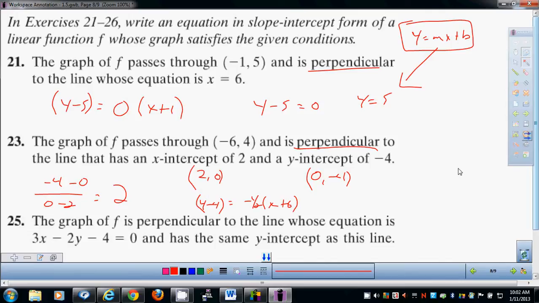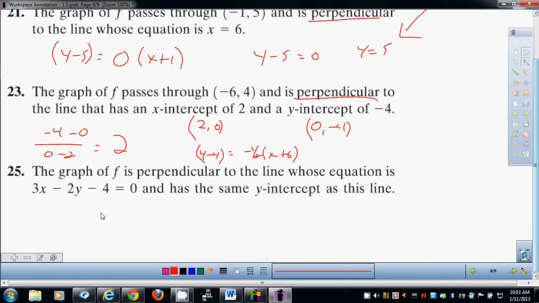Number 25: the graph of f is perpendicular to the line that's given here and has the same y-intercept as this line. So, what's going to be the slope of this line? If you remember, it was that thing I horribly botched earlier. The actual slope of this line is -a over b, which is +3/2. Now, the perpendicular slope to that would be -2/3. So m for our line is going to be -2/3.